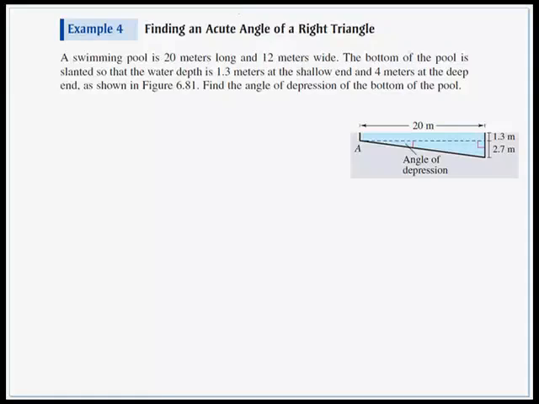Example 4. In the first few, we were finding the length of a missing side. Here we're looking for a missing angle. A swimming pool, 20 meters long, 12 meters wide, which isn't relevant to the problem. The bottom of the pool is slanted, so the water depth is 1.3 meters at the shallow end and 4 meters at the deep end. So this overall length is 4. If we subtract the shallow 1.3 from 4, we get the depth of the deeper end is 2.7 after we take into account that 1.3.